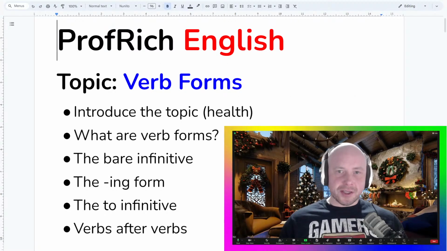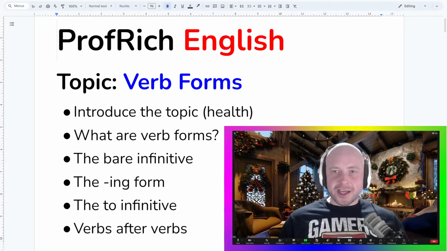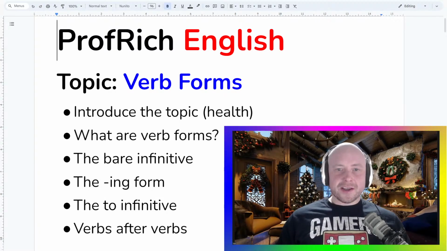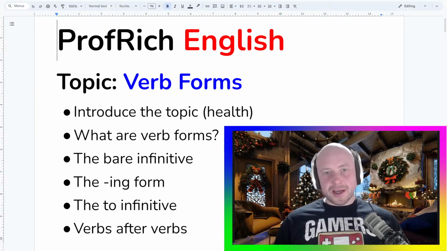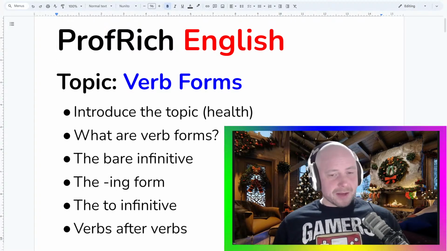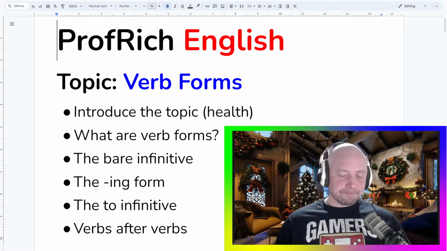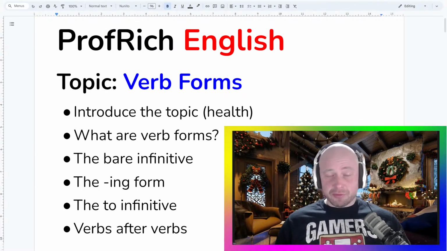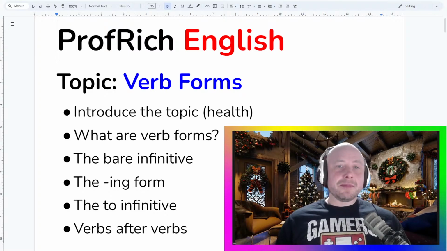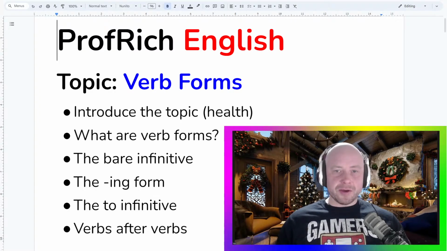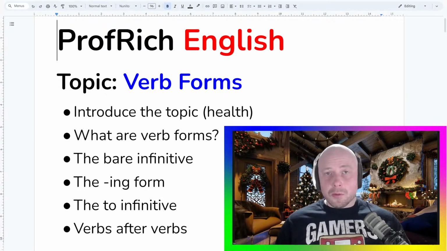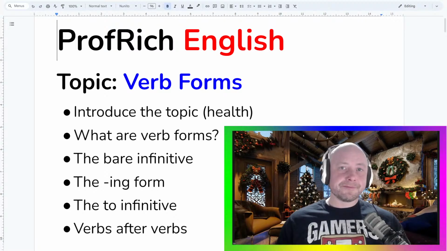Now, when I first started teaching English in 2008, teaching the different verb forms was something I found very difficult. And when I say verb forms, I don't mean present continuous and present simple. I mean the forms of the verb after other words. So, if you have I want, what form of the verb comes next?